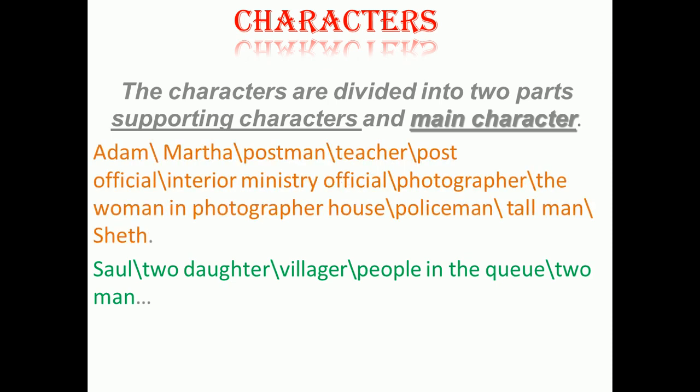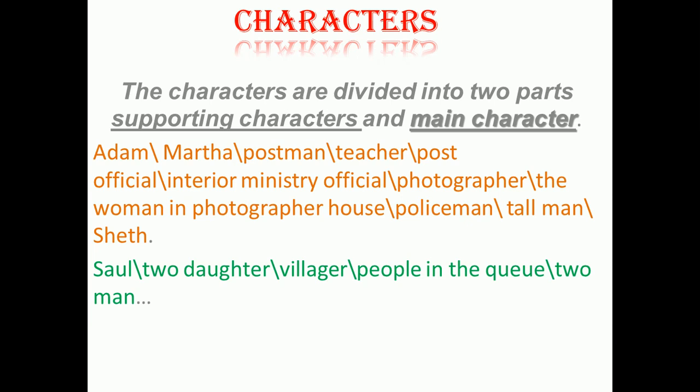So the main characters of our story: Adam is the main character. Martha, the wife of Adam. The postman, the man who brings him the letter from his son. The teacher also is a main character, the teacher who interprets the letter for Adam, because Adam is illiterate, he can't read or write.